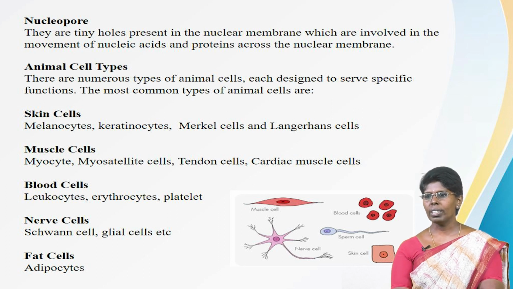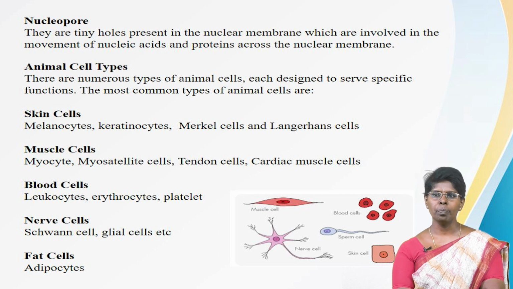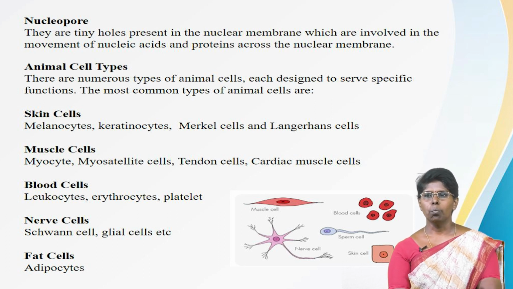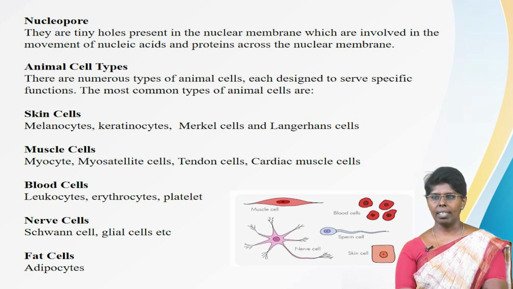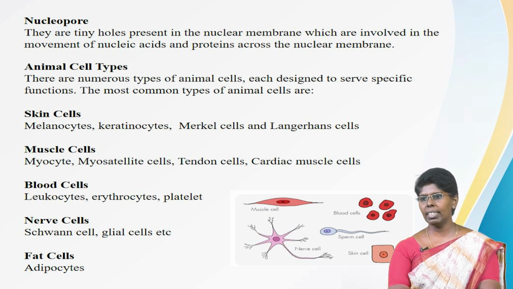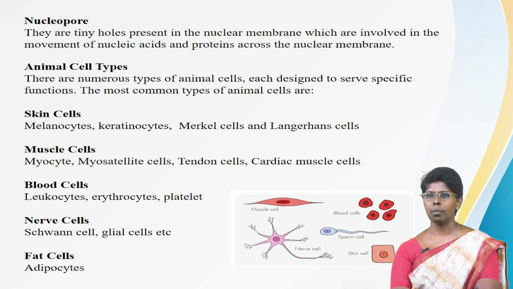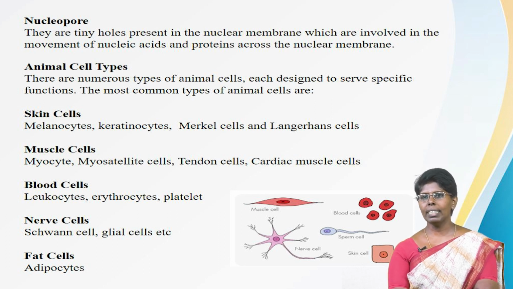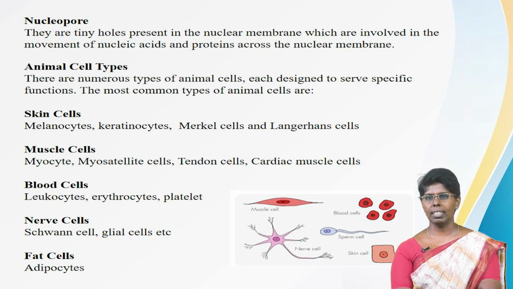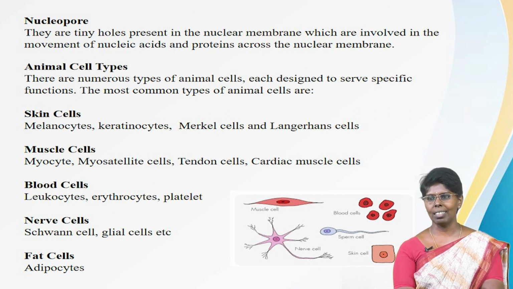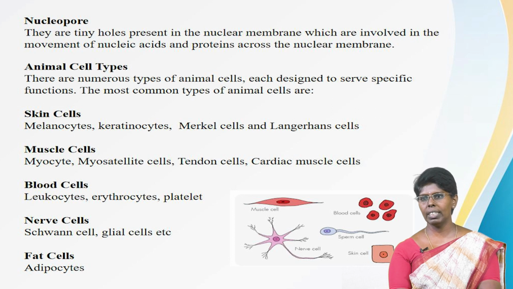Now, we will see what the skin cells are. They include melanocytes, which give melanin pigmentation, keratinocytes, Merkel cells and Langerhans cells. So, the skin cells give pigmentation to the animal body. You can see in this skin cell that a single nucleus is present. The next one is the muscle cells: myocytes, myosatellite cells, tendon cells and cardiac muscle cells. The myocytes, the muscle cells, are also given in these diagrams.